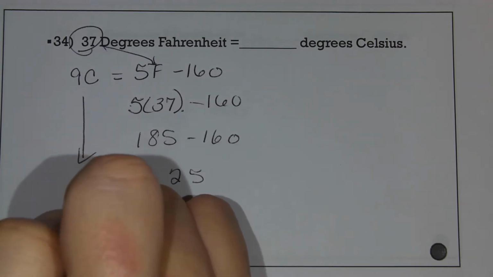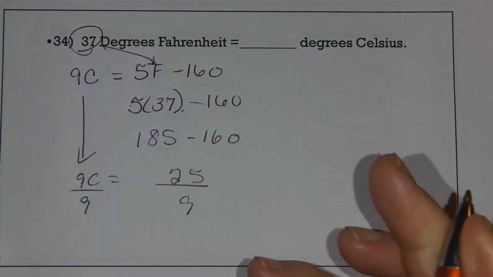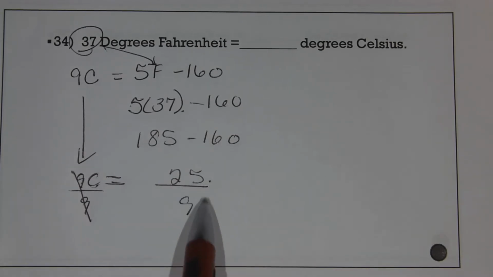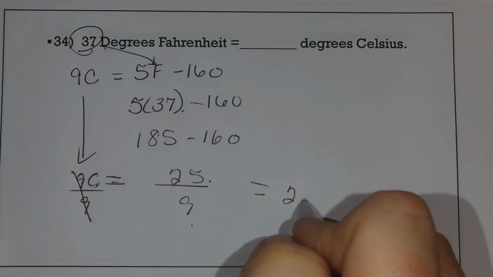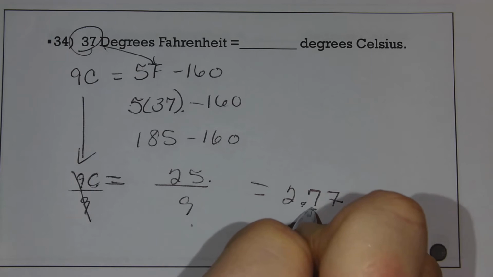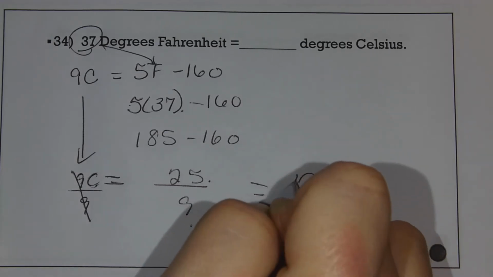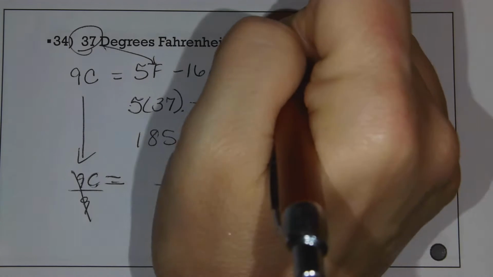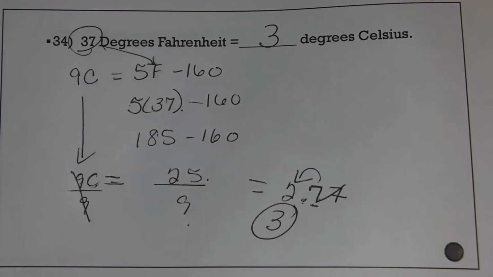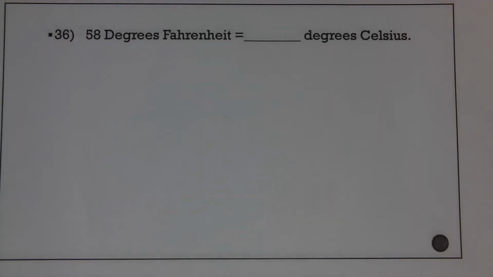Bring your 9C down. Divide each side by 9. That crosses these out. The Celsius temperature is going to equal 25 divided by 9, and that comes out to be 2.77. Because you have the 7 past the decimal, it's higher than a 5, so you're going to round that to 3. So your answer would be 37 degrees Celsius, or excuse me, 37 degrees Fahrenheit is 3 degrees Celsius. I hope I wasn't saying that backwards a while ago. If I did, I apologize.